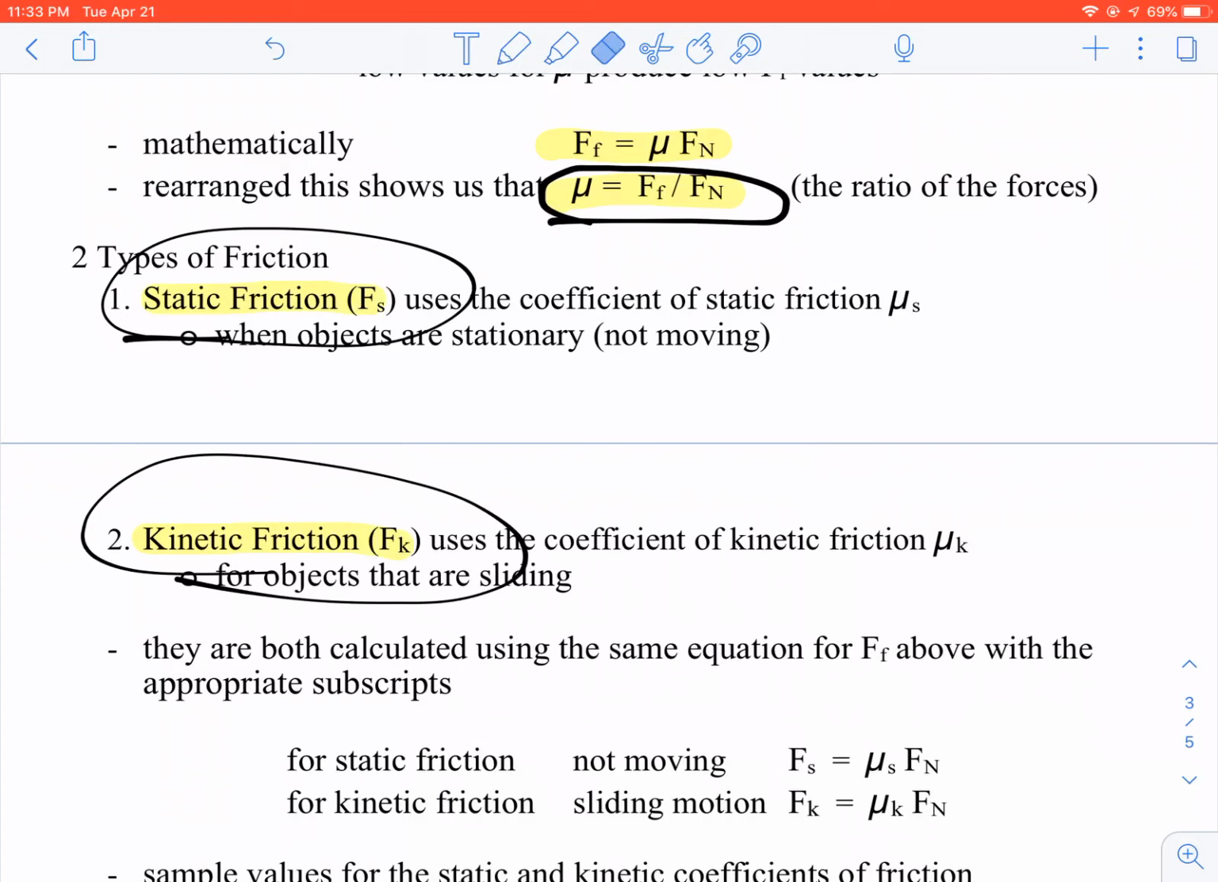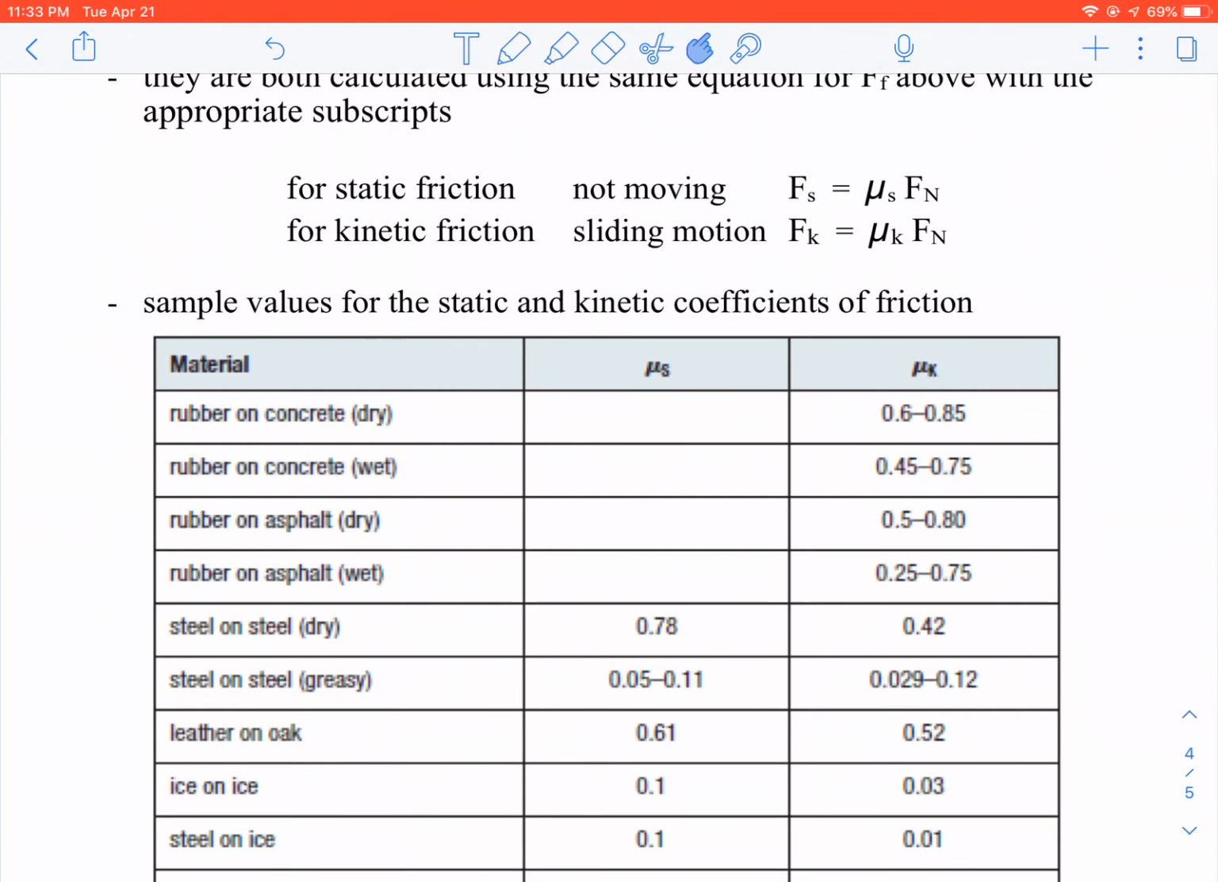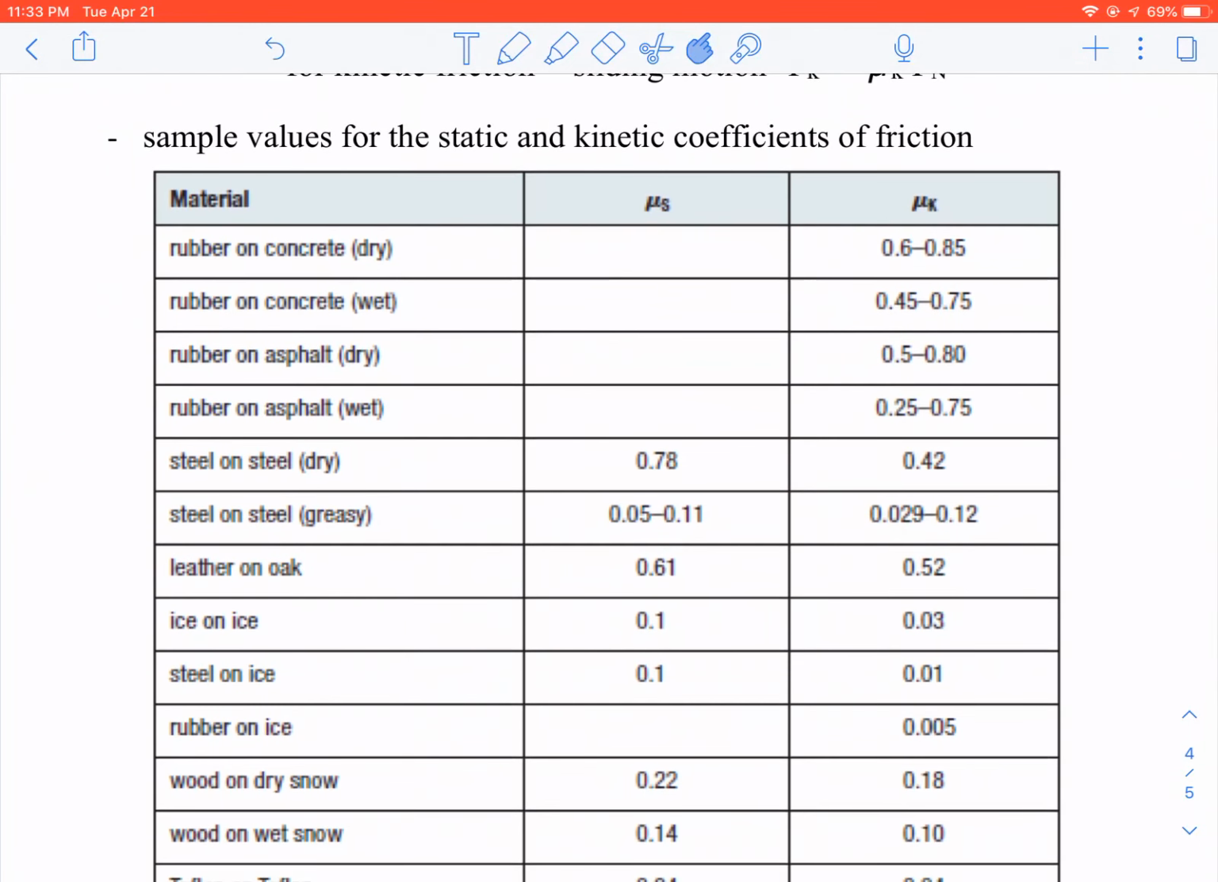Now, if I look at the values for mu, there are some sample values. You can find these all over the place, but let's say steel on ice, so maybe this would be skates, or a toboggan with steel rails on the bottom. To get it started, you have to overcome the mu s, the static friction, and then as soon as it's moving, there's 10 times less friction.